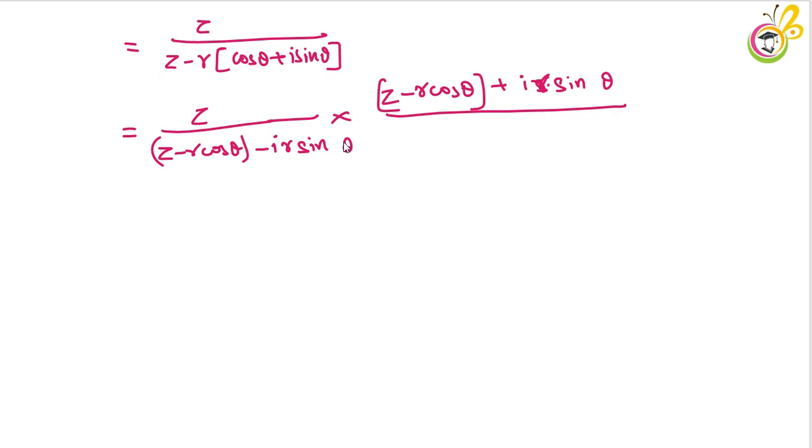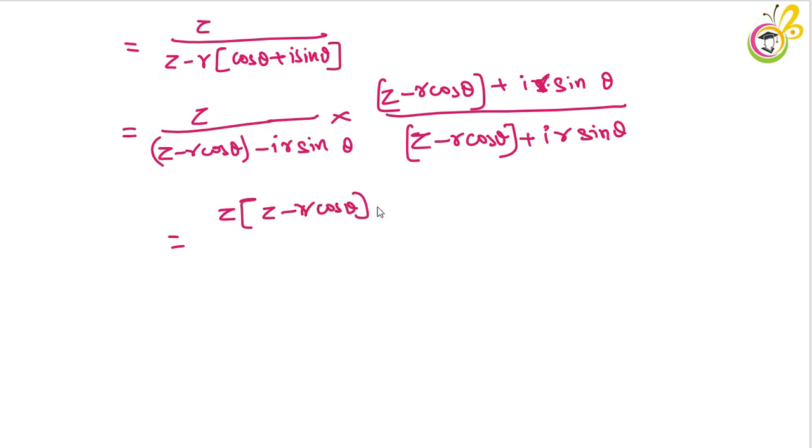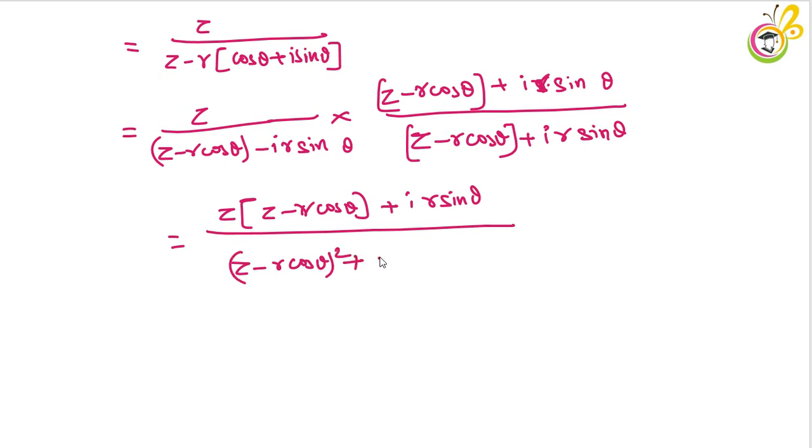Okay. So z minus r cos theta plus i into r sin theta. So by multiplying numerator and denominator at the same time, you get z into (z minus r cos theta plus i into r sin theta), the whole term divided by (z minus r cos theta) whole square plus r square sin square theta. Okay, that minus i square becomes plus 1.